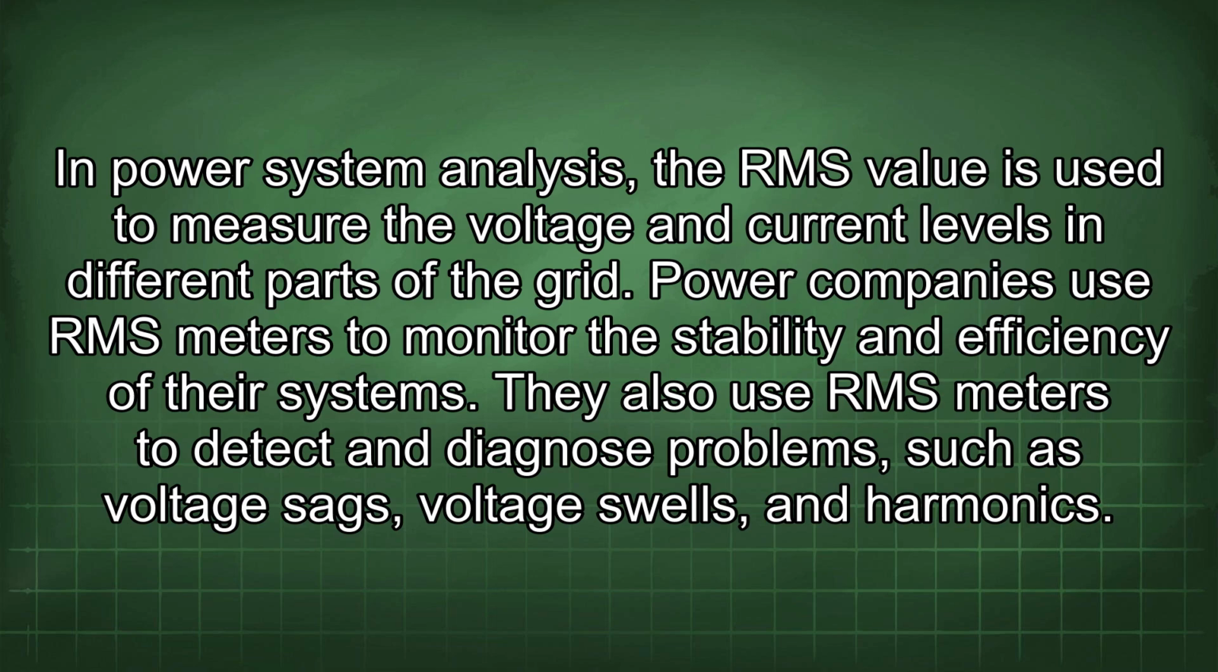In power system analysis, the RMS value is used to measure the voltage and current levels in different parts of the grid. Power companies use RMS meters to monitor the stability and efficiency of their systems. They also use RMS meters to detect and diagnose problems such as voltage sags, voltage swells, and harmonics.